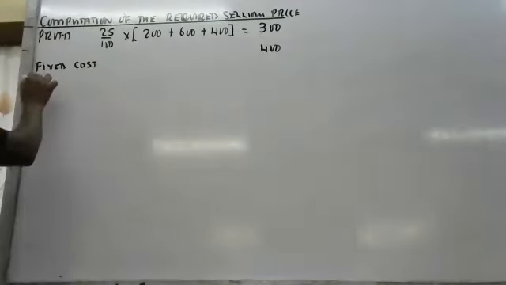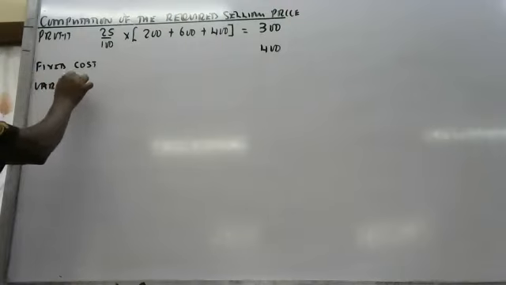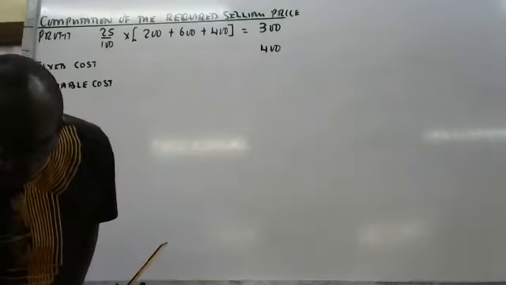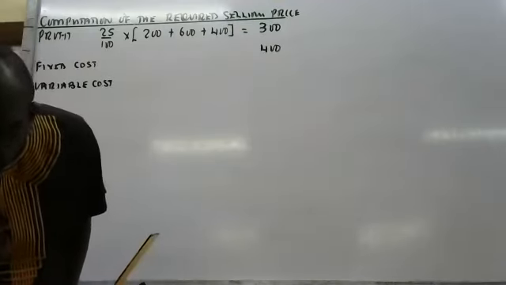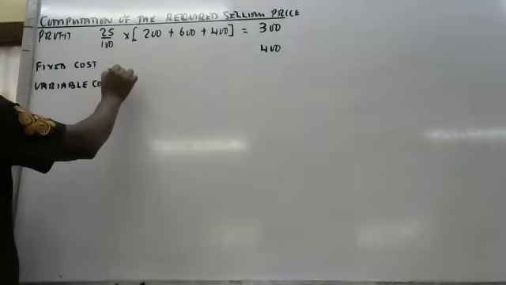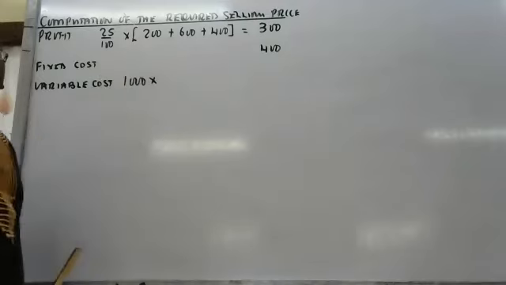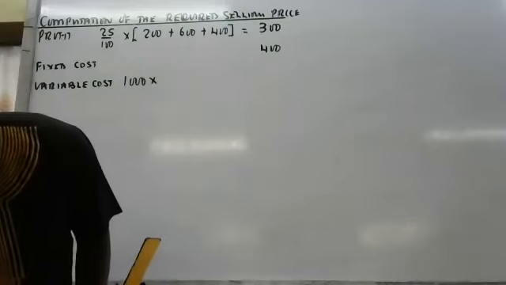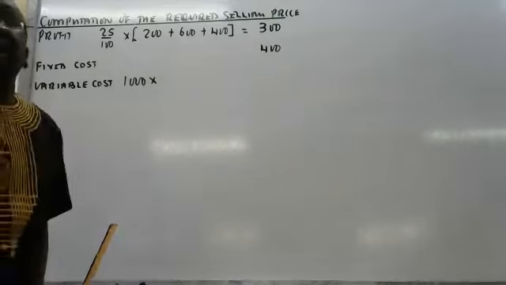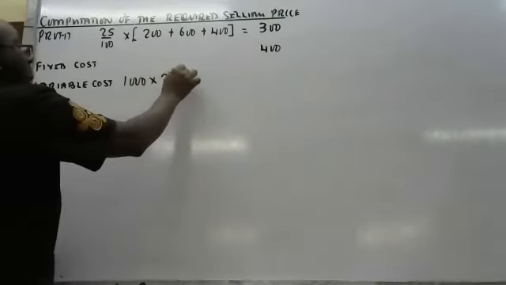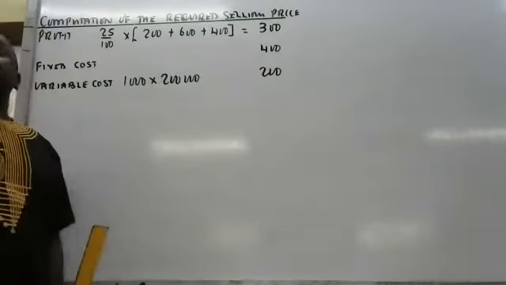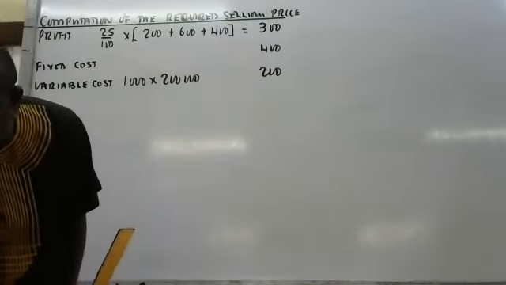Then we bring the variable costs. The variable costs, we are told it is 1,000 per unit. And how many units are involved? The target selling of 200,000 units. So this will be 200 million. That is what is involved.